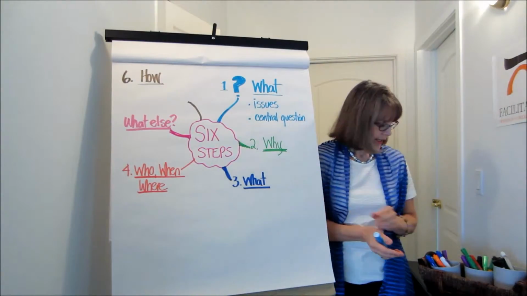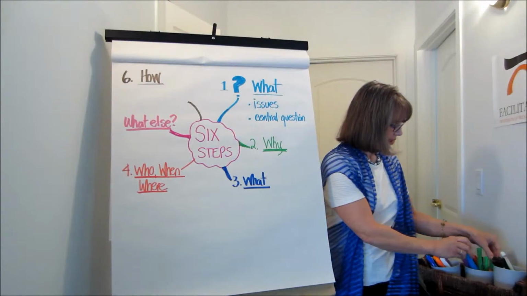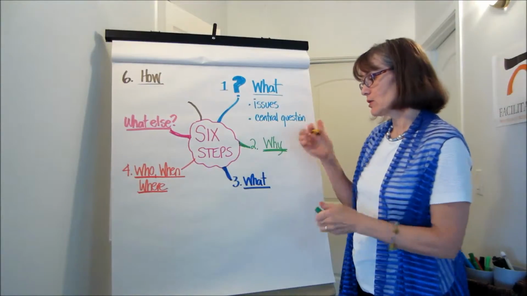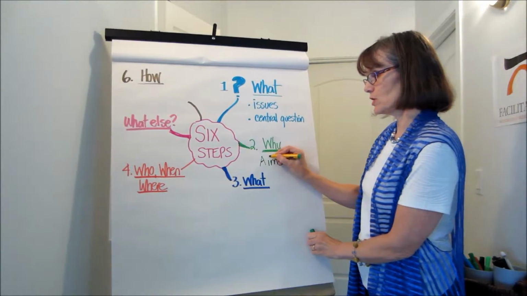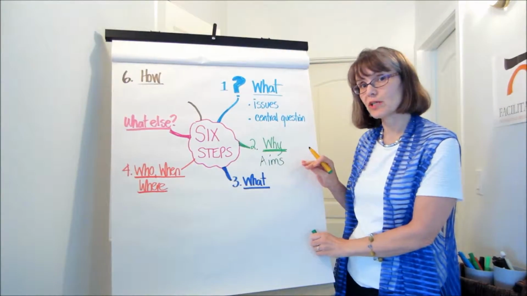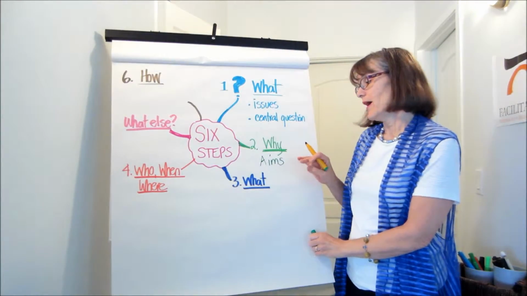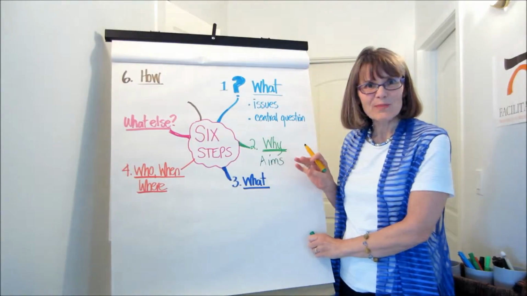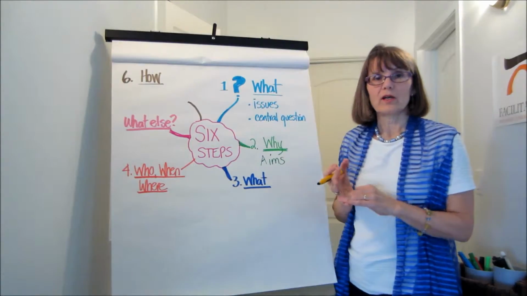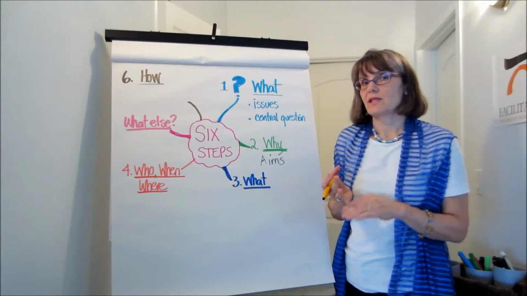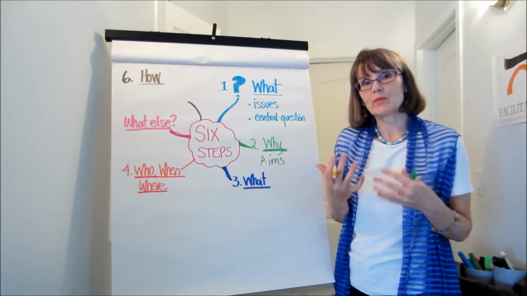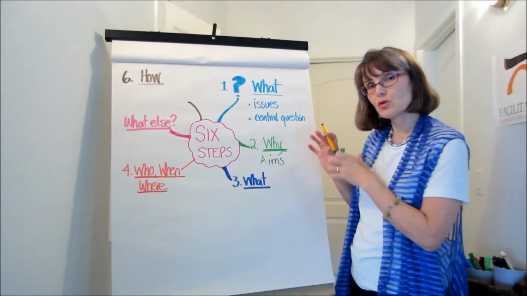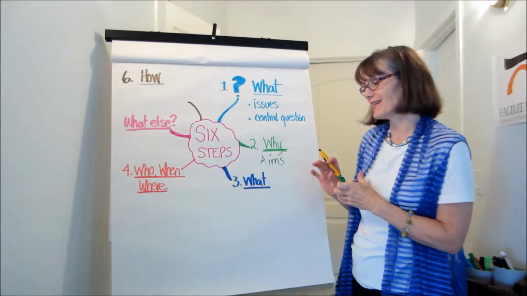Second step, why? So why are you having this meeting? Here's where we put in our aims or objectives. And again, I'm going to do a separate little video on this because this is a little tricky. Most people don't know, and don't think it's so obvious, but we really need to know what are you going to deliver at the end, what is the decision or agreement, and what you want people to feel and experience as a result of this meeting.